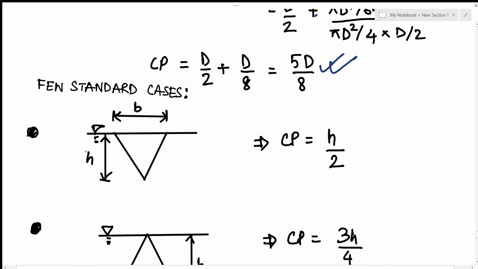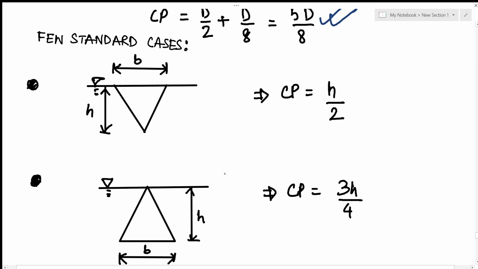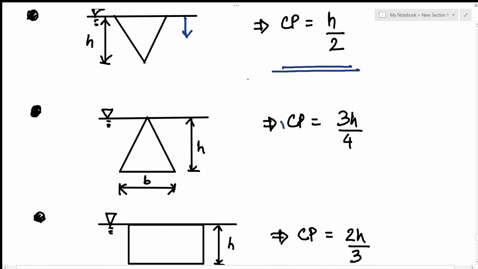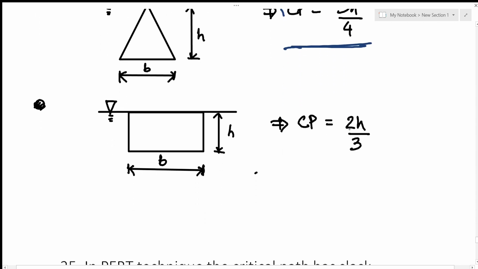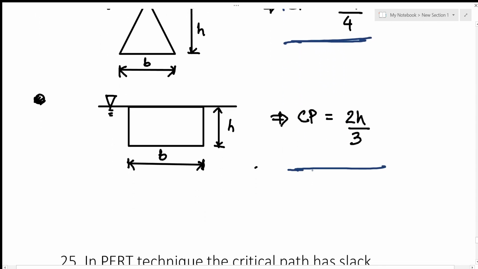Also, you should remember the standard cases for triangles where the vertex is in the downward direction. Where the vertex is in the direct downward direction, the center of pressure is at a distance of h by 2 from the free water surface. The center of pressure is h by 2. And for a triangle with vertex upwards, the center of pressure is given by 3h by 4. And for a rectangle, the center of pressure is given by 2h by 3. So remember the standard cases as well. They might ask you any.